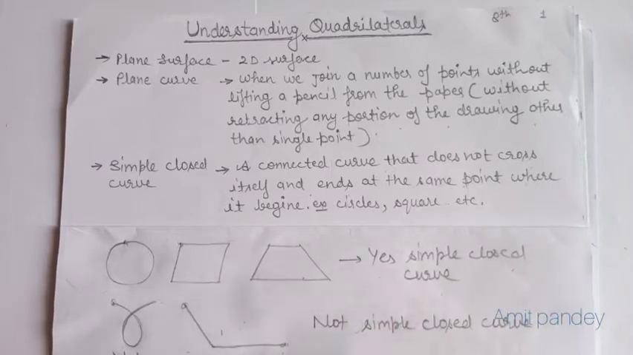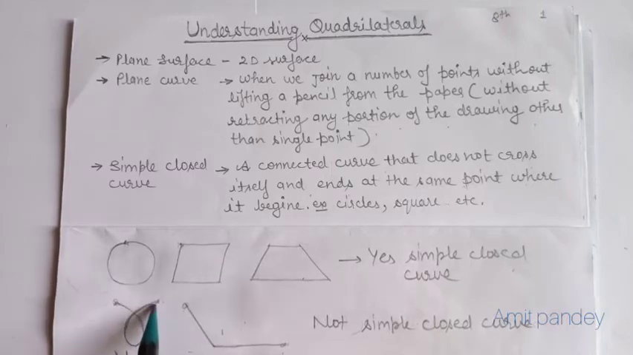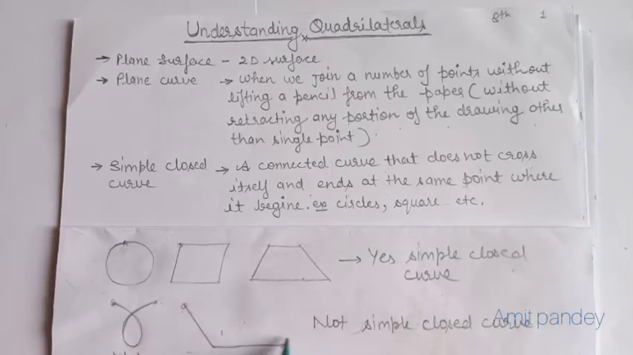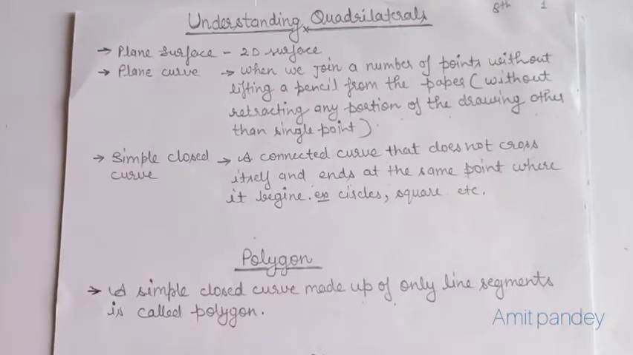Now, which shapes are not considered simple closed curves? In this shape, the starting point is here and the end point is different. Since the starting and end points are not the same, this shape is not a simple closed curve. Similarly here, the start point is this and the end point is this, so such a shape is also not a simple closed curve.